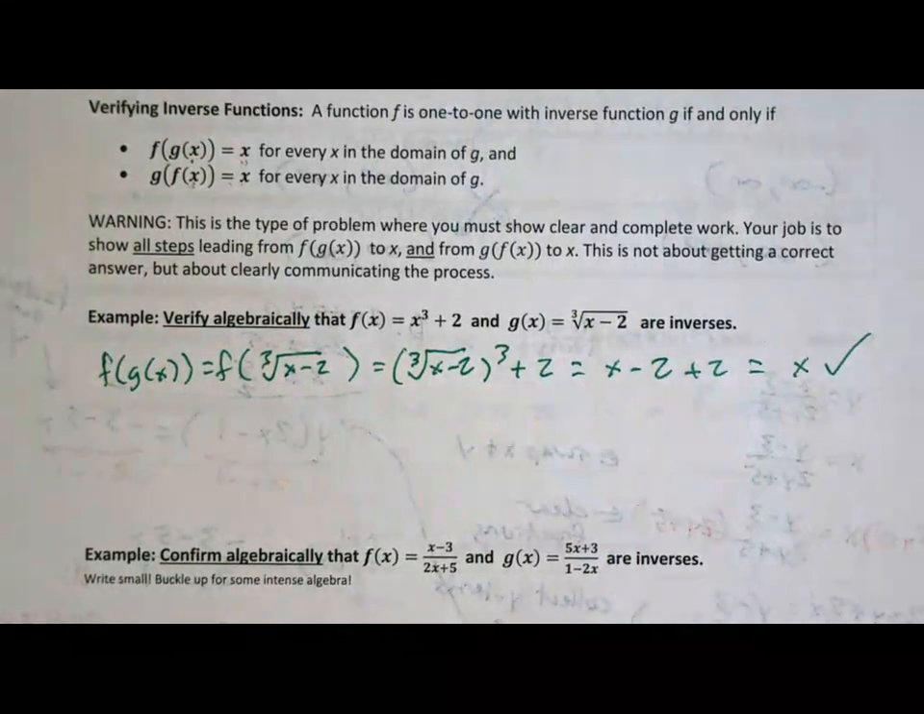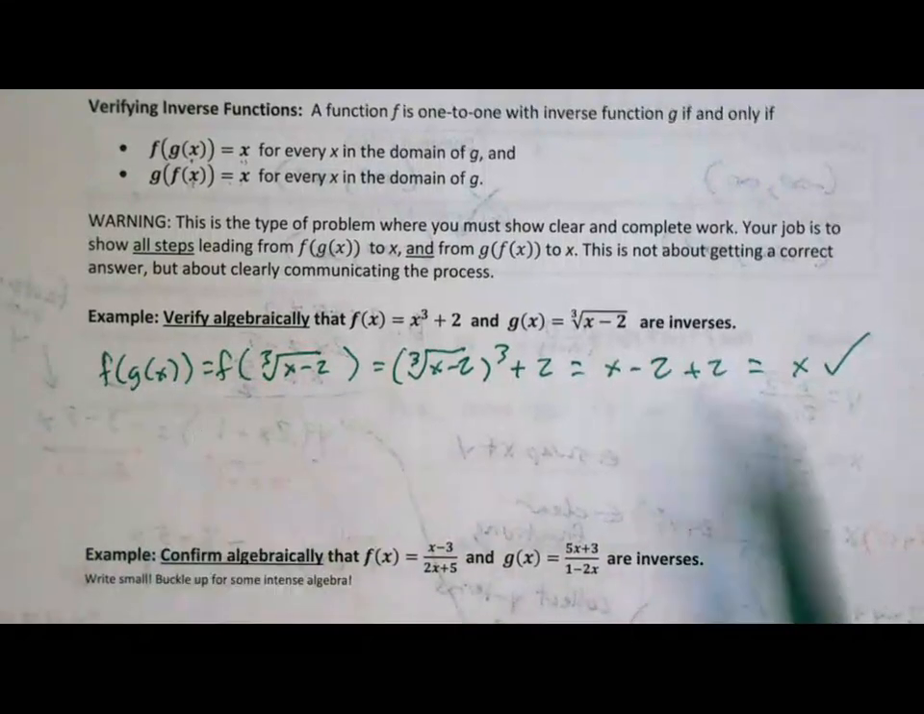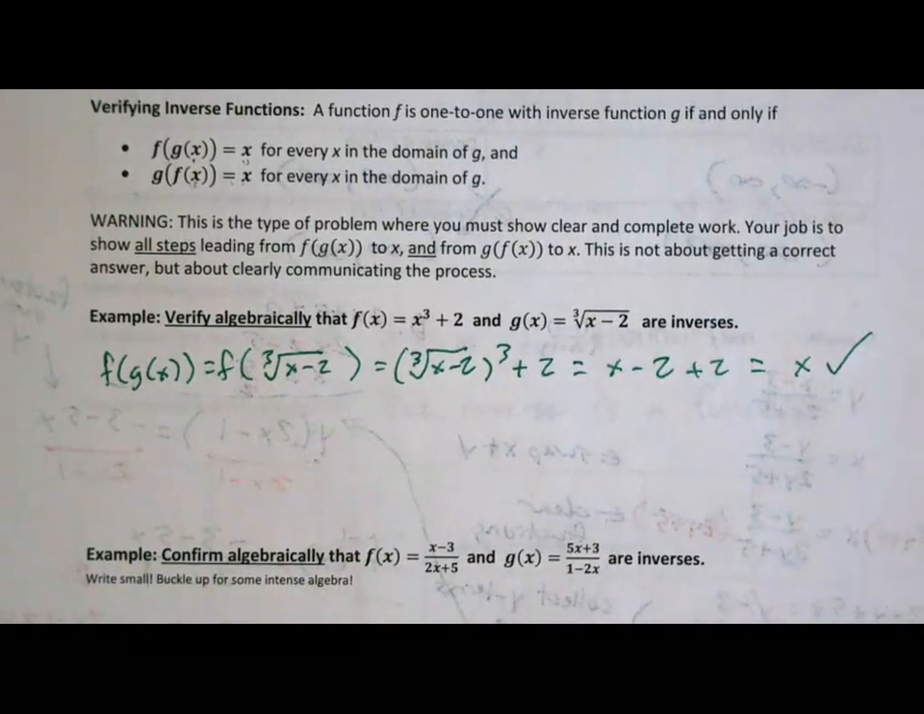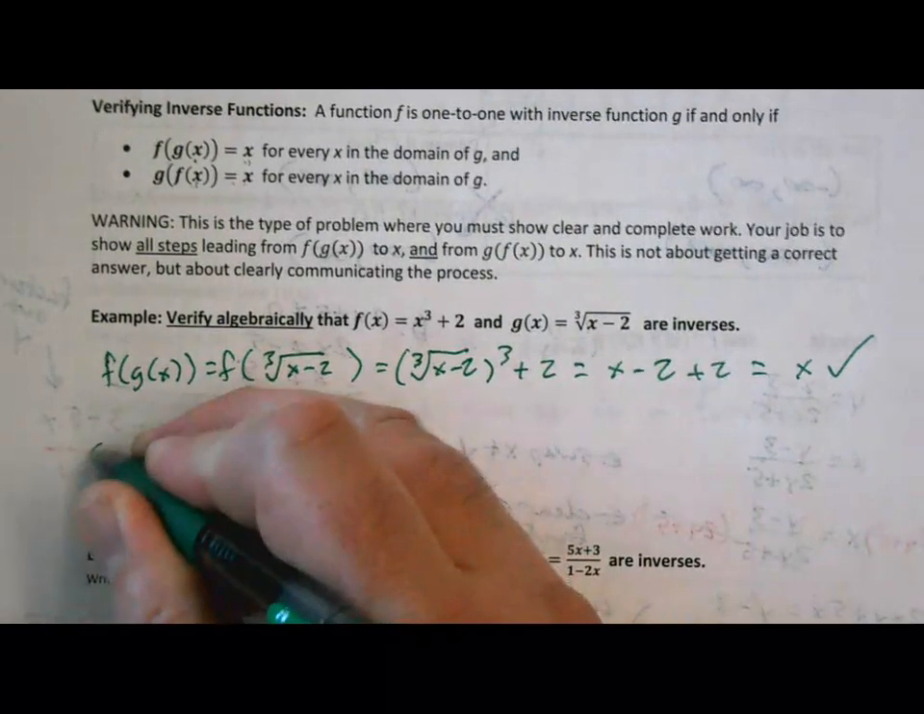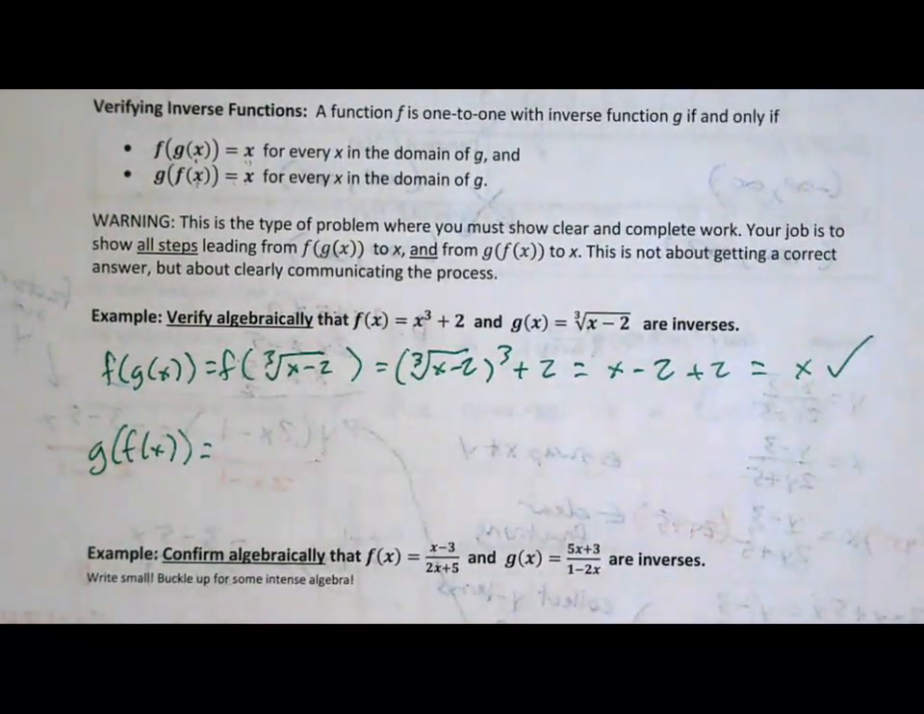So we just hooked the two machines up, our inverse and our regular function. We put an x in, we got an x out. That's good. That means that one machine is doing something and the other machine is undoing it. Now we need to flip the order and make sure it works the other way too. So this time around we're going to do g of f of x. And I expect that it is going to come out to be x.